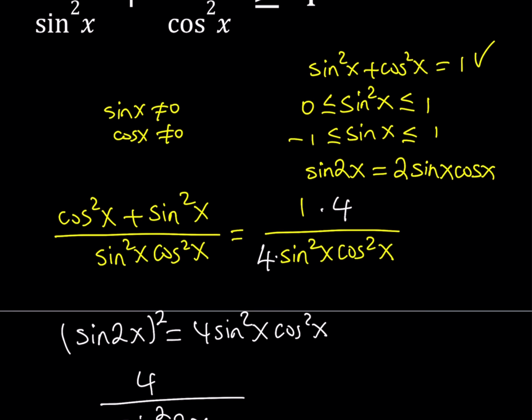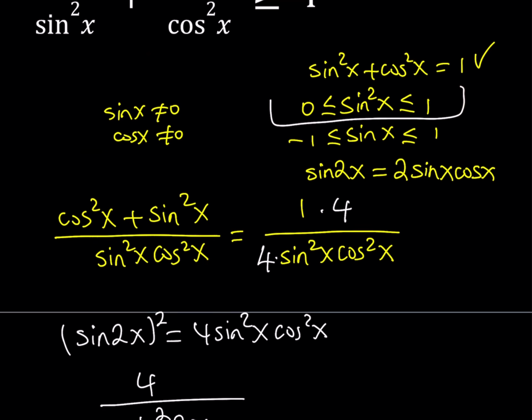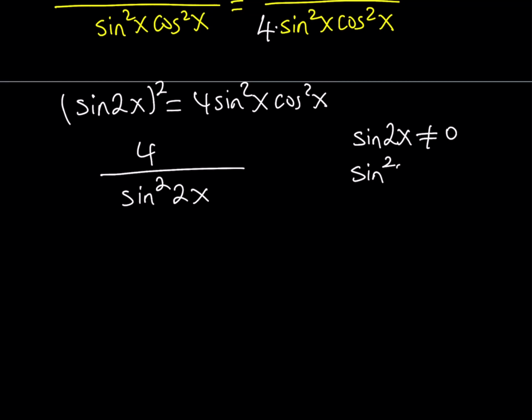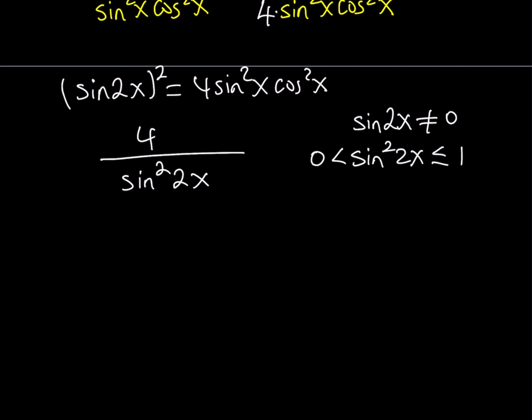Now, we said that sine squared x is always between 0 and 1. Of course, I have to make sure that sine x does not equal 0, so I'm going to exclude 0 from here. So in this case, I can safely say that if sine 2x does not equal 0, then sine squared 2x is going to be between 0 and 1. 0 is not going to be included because sine 2x does not equal 0. And now we're going to flip this. We're going to turn this upside down.